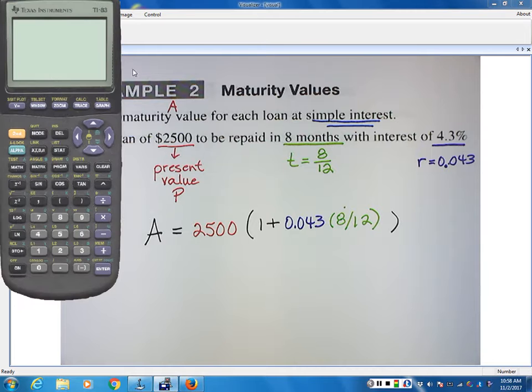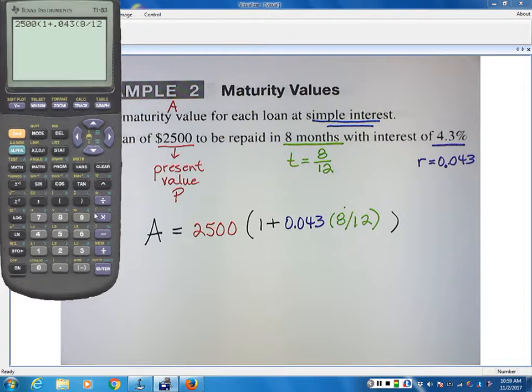So we'll get the calculator and enter $2,500 times 1 plus 0.043 times the time, which is 8 divided by 12.